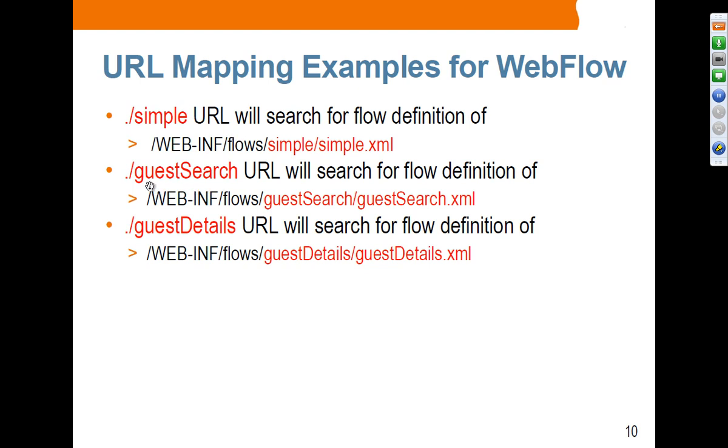For the guest search URL, it will try to search for the flow definition in the guest search directory under flows. And by the way, this is actually configurable. In the configuration file, where the flow definition files are located is a base, and then it's going to use the name of the URL as a directory, and the name of the URL as the name of the flow definition file. So if there is a guest details URL, it will try to find the guest details.xml flow definition file in the guest details directory first. If it is found, that's what it's going to use for starting the flow. If it is not found, then it will do normal things. It will try to find the request mapping annotation in controllers.